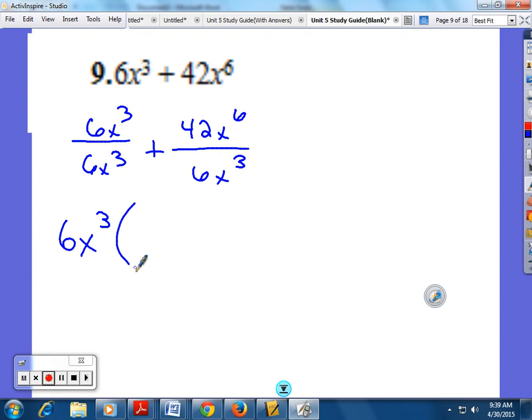6x to the 3rd goes into 6x to the 3rd one time. Plus 7 times 6 is 42, so that's going to be 7. And x to the 6th divided by x to the 3rd is x to the 3rd. So that is my final answer.